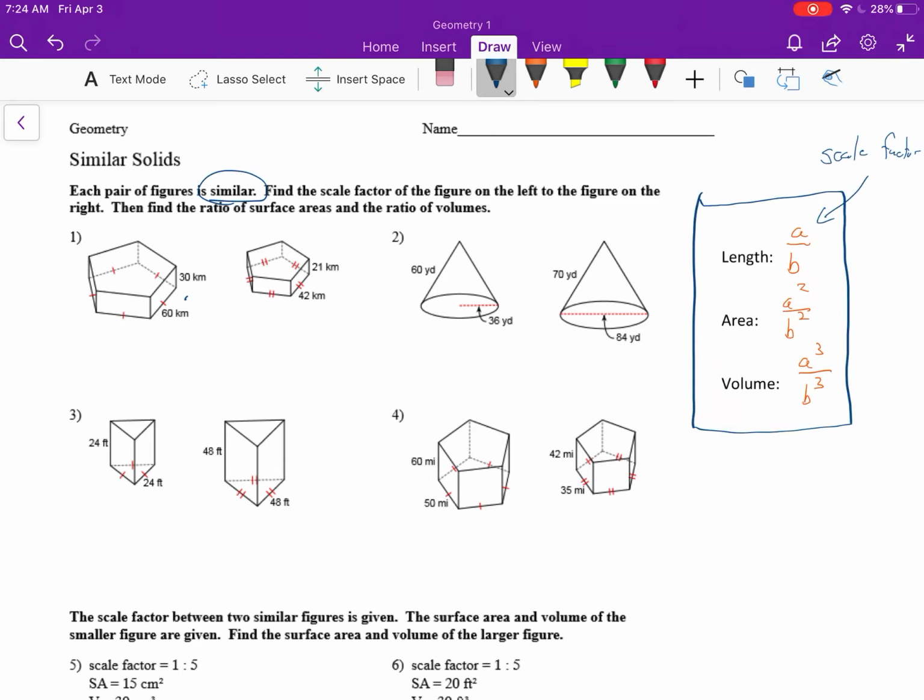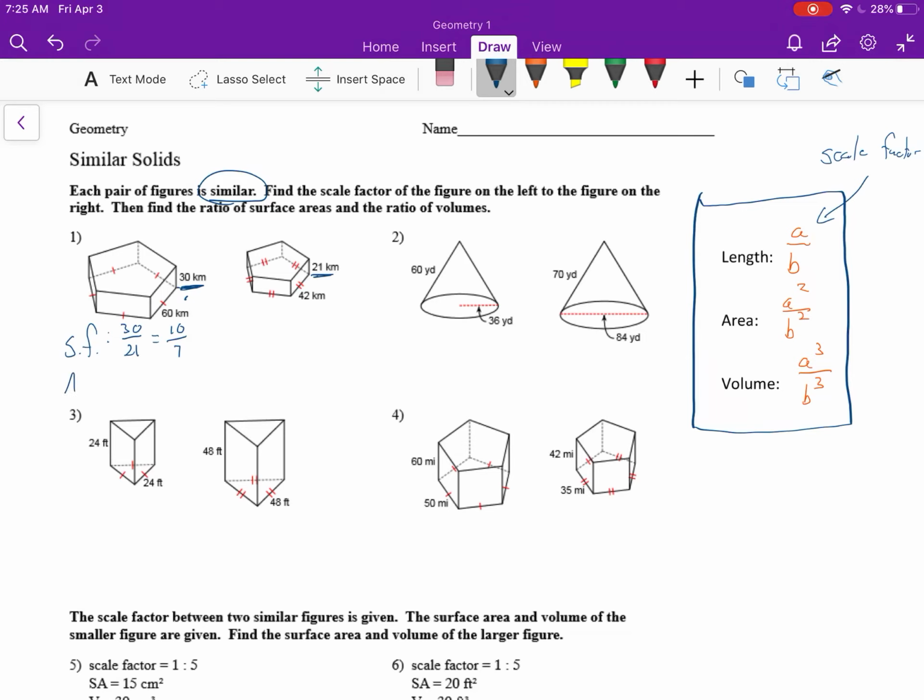So let's take the smaller numbers here, 30. So the one on the left compared to the one on the right, 30 to 21. So the scale factor is going to be 30 over 21, which does reduce, and we always want to reduce the scale factor. We don't want to leave anything as an improper fraction. So 30 to 21 reduces to 10 over 7. So that's our scale factor.